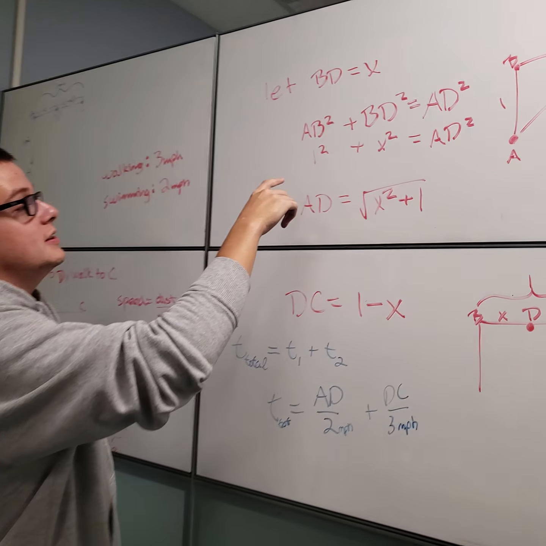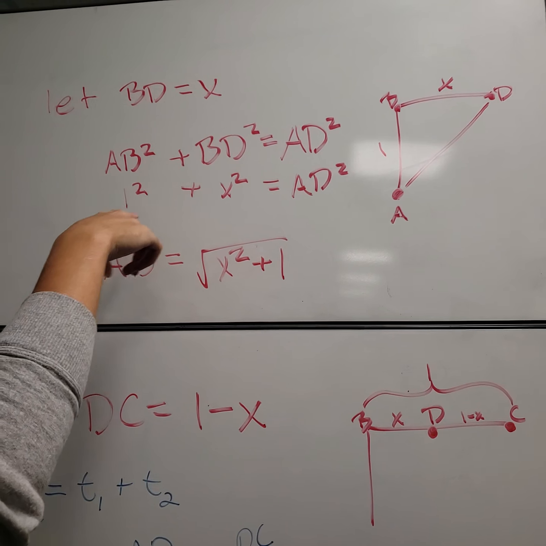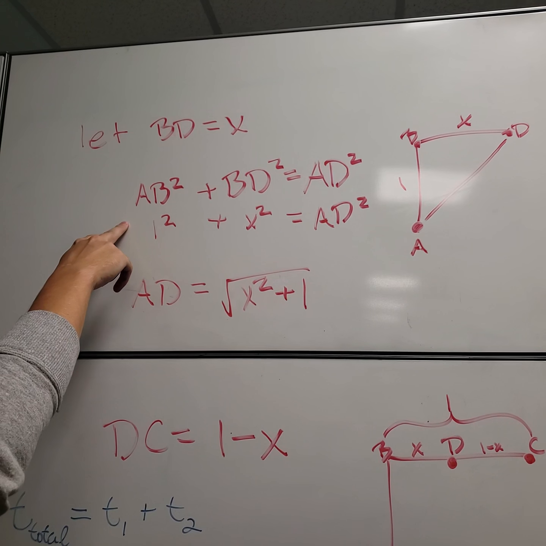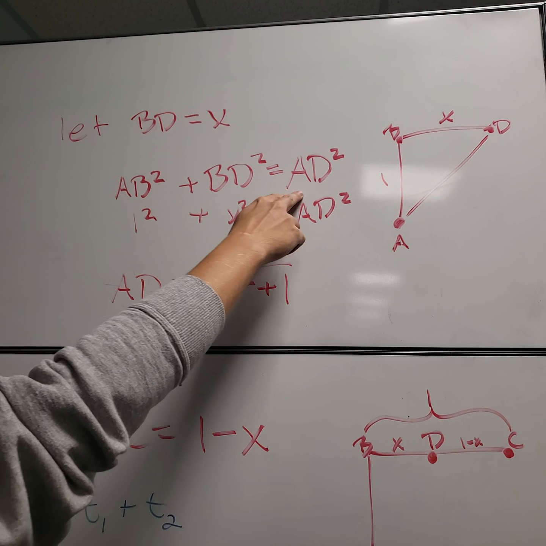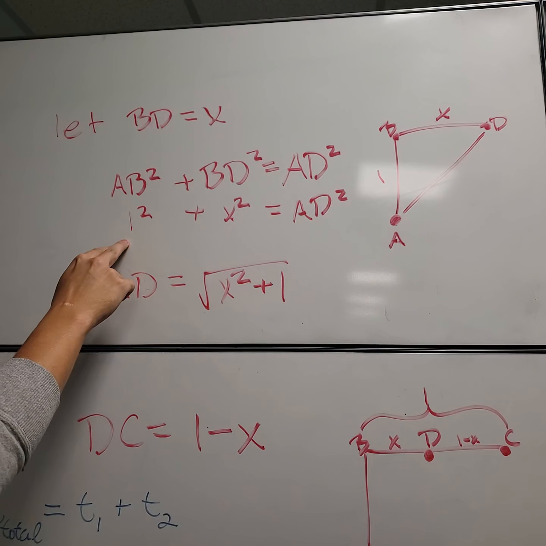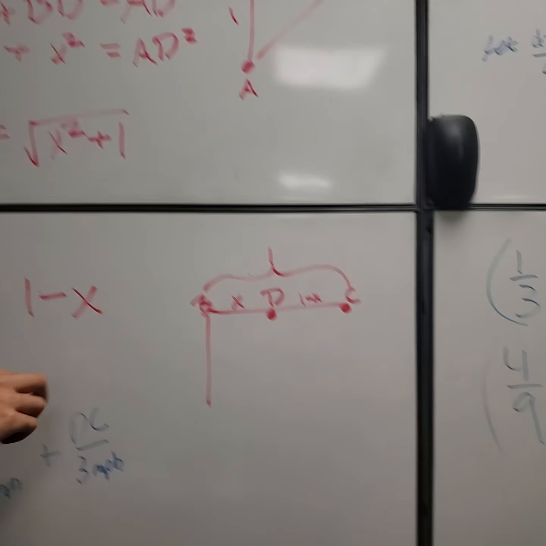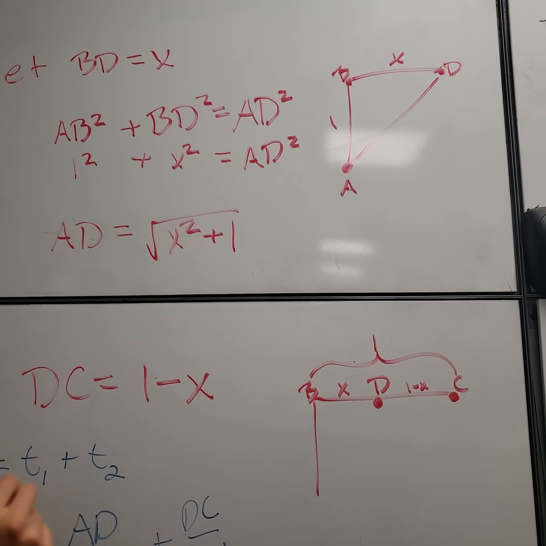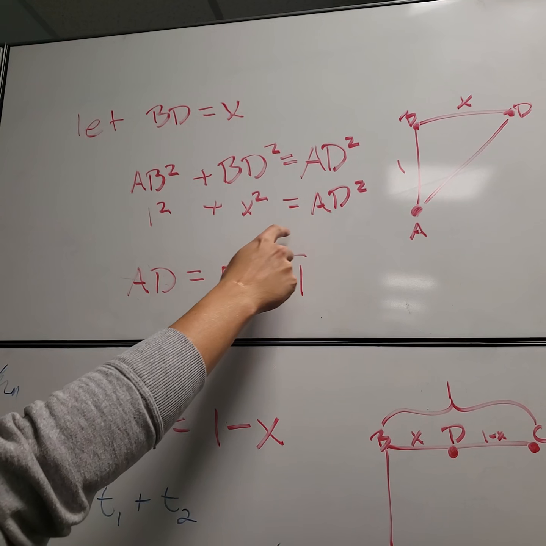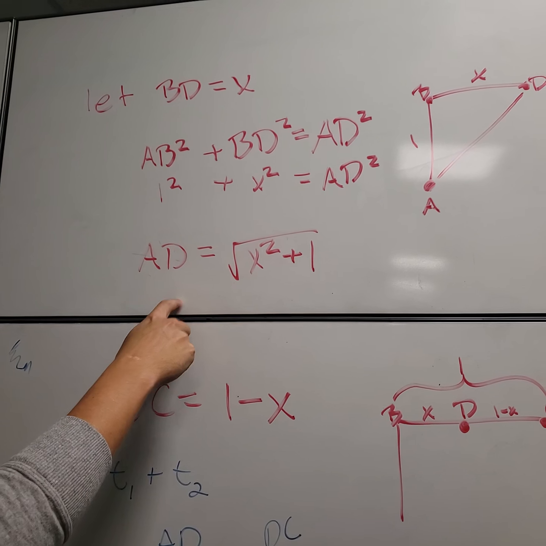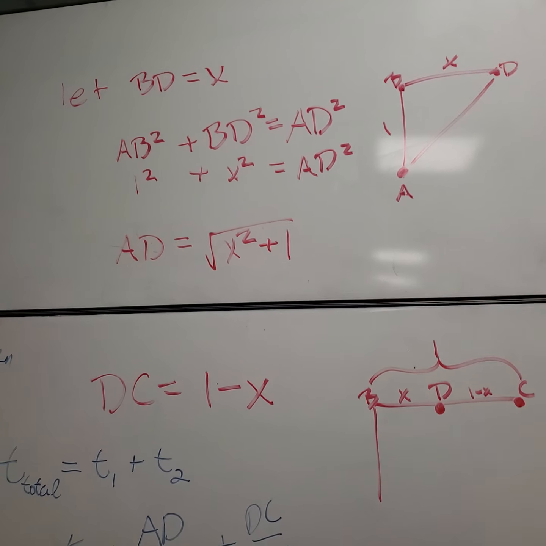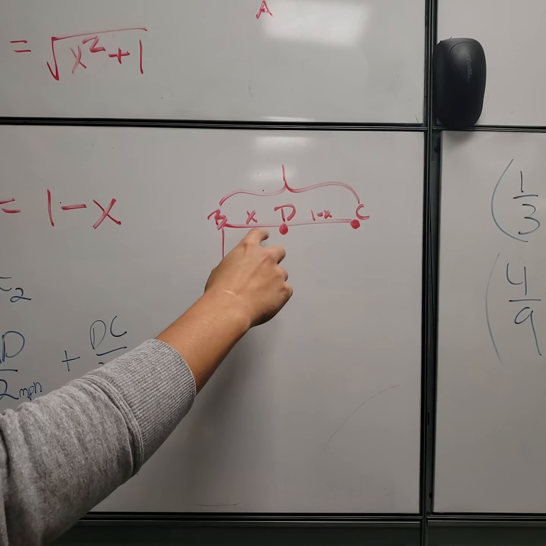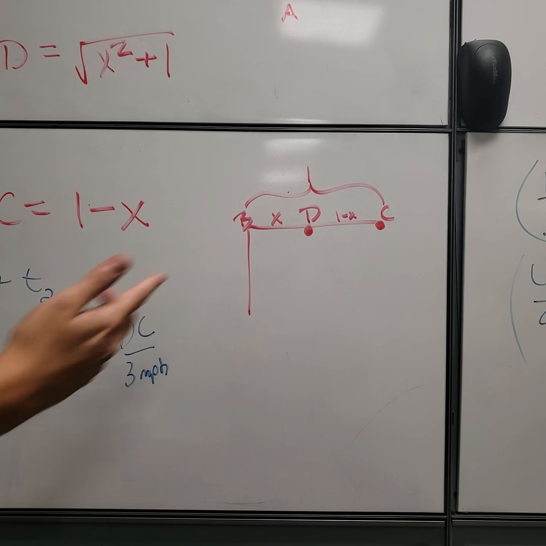Next, we want to find out the distances for A to D and D to C. Now we use the set of equations we have listed out here. AB squared plus BD squared equals AD squared. A to B is 1 from the picture that we have right here. And B to D we labeled as x. So 1 squared plus x squared equals AD squared. That means AD equals the square root of x squared plus 1. Then we find the distance from D to C, which obviously would be 1 minus x to complete the 1 mile distance between B and C.